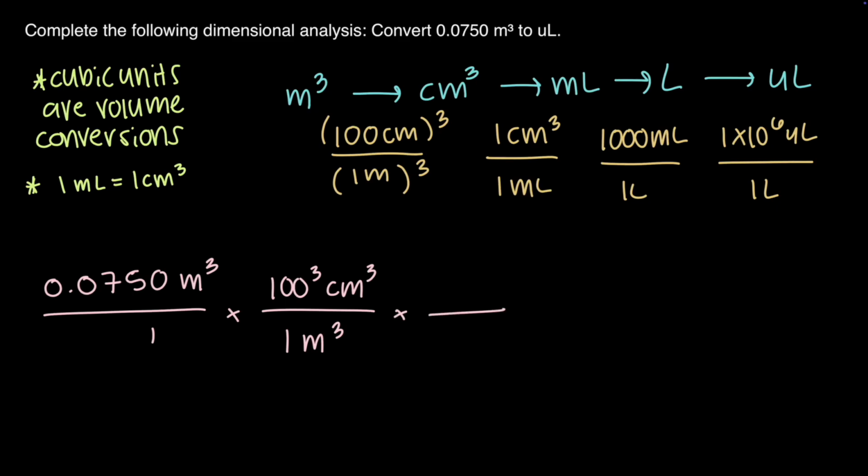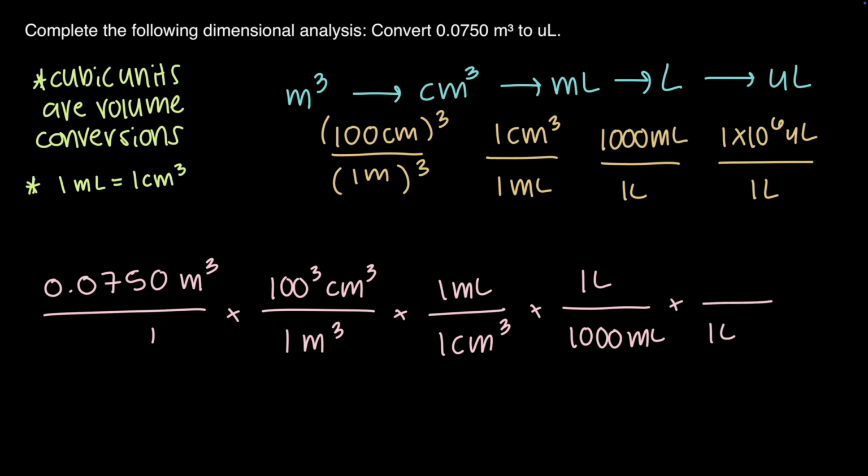In the next fraction, 1 cubic centimeter goes on the bottom and 1 milliliter on the top. In the next fraction, 1,000 milliliters goes on the bottom and 1 liter on the top. In the next fraction, 1 liter goes on the bottom and 1 times 10 to the 6 microliters on the top. Cubic meters cancel out, cubic centimeters cancel out, milliliters cancel out, liters cancel out, and we are left with microliters. Multiplying and dividing all values, we get 7.5 times 10 to the 7th microliters.